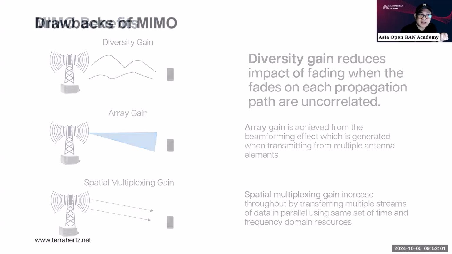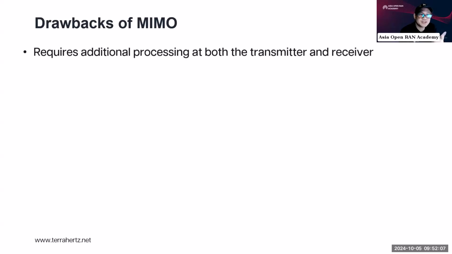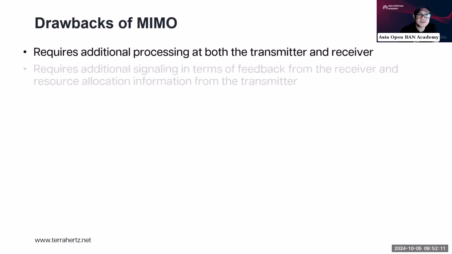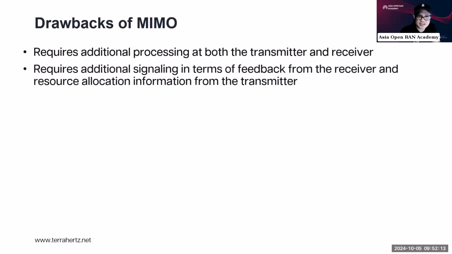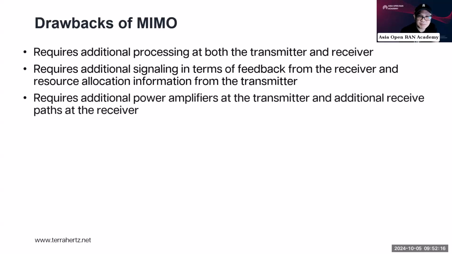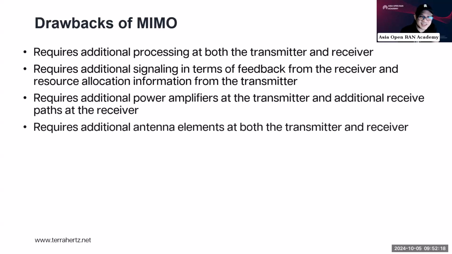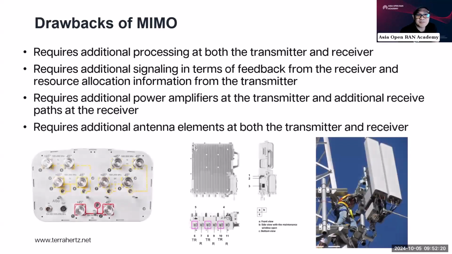Although MIMO has drawbacks, it's not only for benefits. Of course it requires additional processing at both the transmitter and the receiver. It requires additional signaling, additional power, additional antenna elements, and in terms of cost, MIMO is rather expensive.